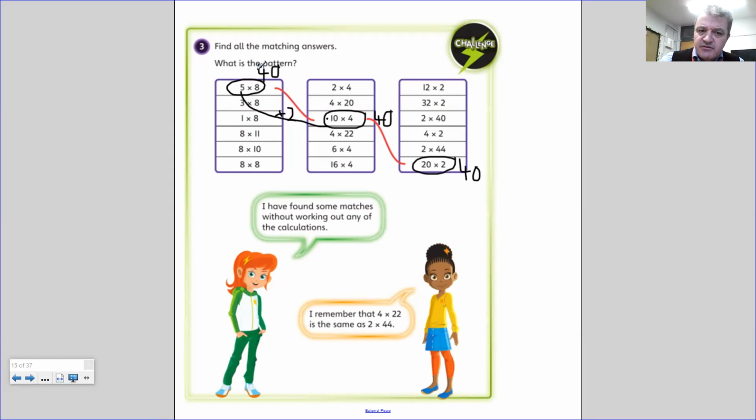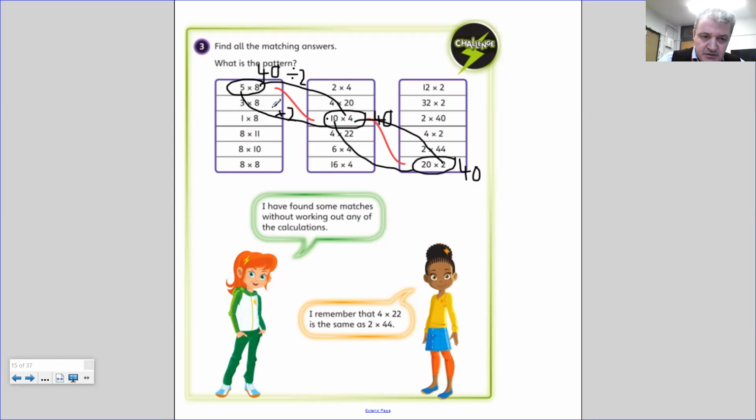What are we doing to the 8? Taking away 4, because we're looking at multiplication and division. We are halving it, or dividing it by 2. And that is what you'll see is happening to us. We've doubled 20, and we've halved 4. And it gives us the same answer.